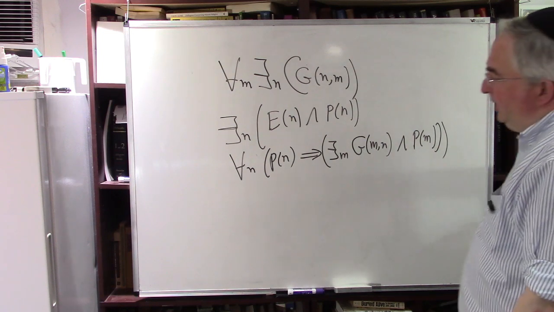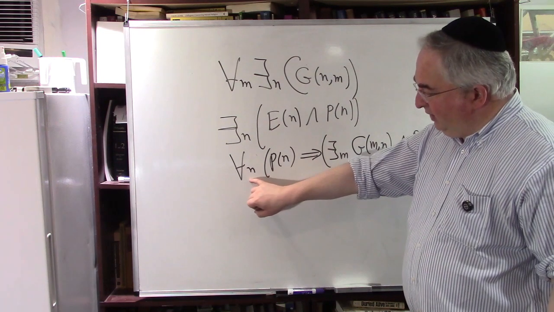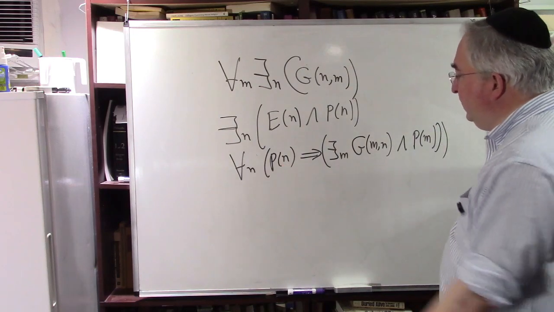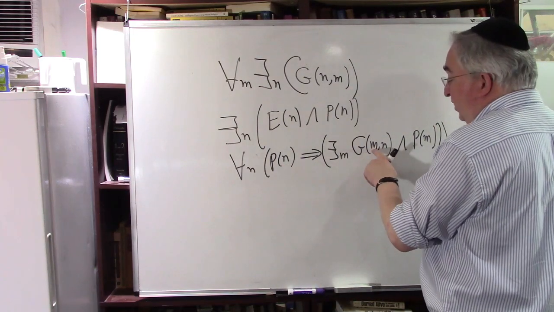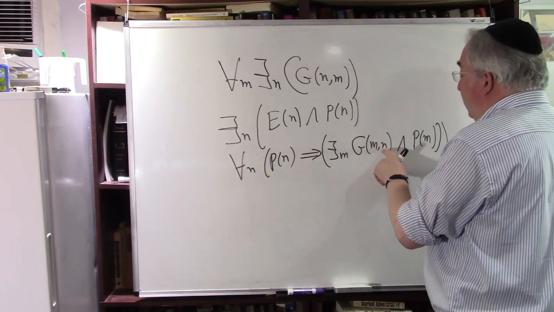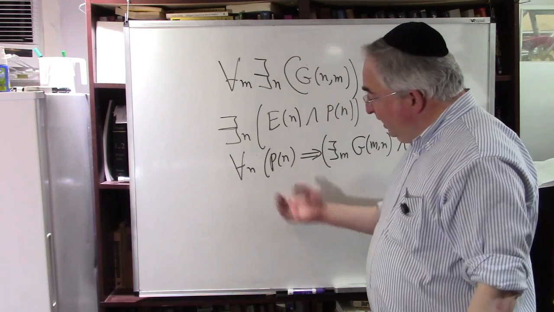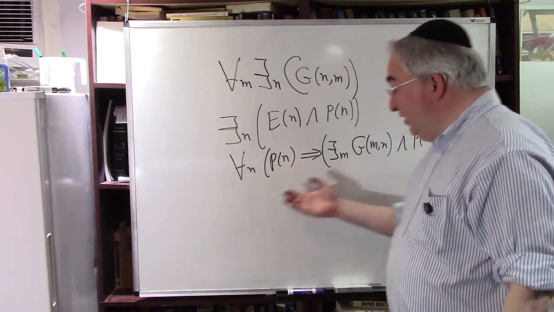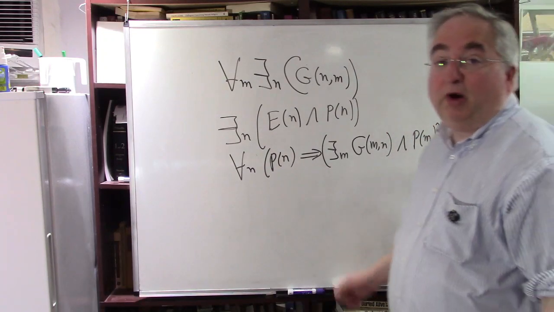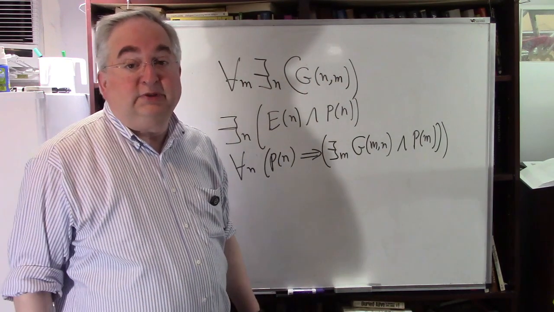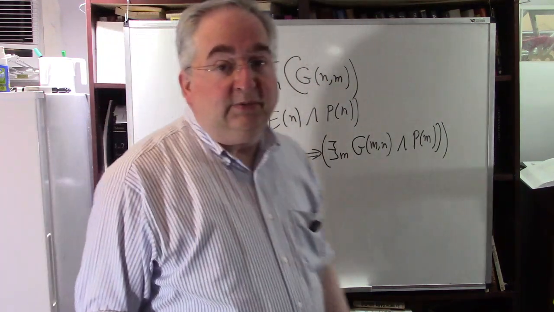Okay, let's see what it says. It says, for every n, if n is prime, then there exists an m such that m is bigger than n, and m is prime. Okay, what that says is, if you have a prime, there's a larger number that's also prime. And that's another way of saying the infinity of primes. There's an infinite number of primes.